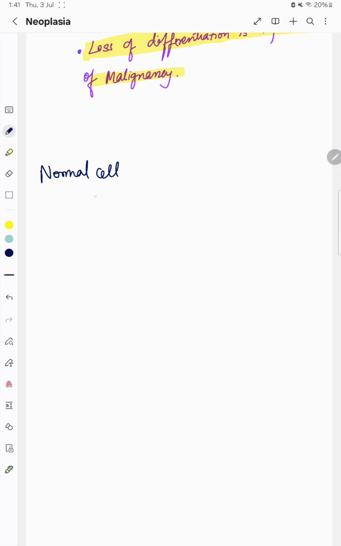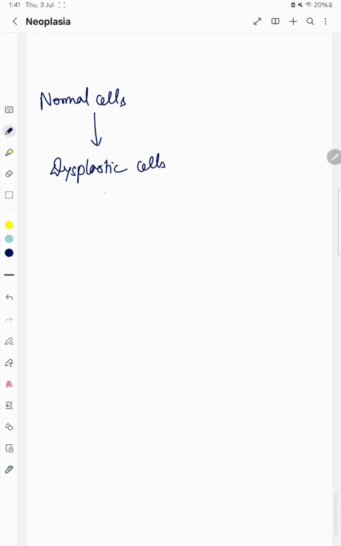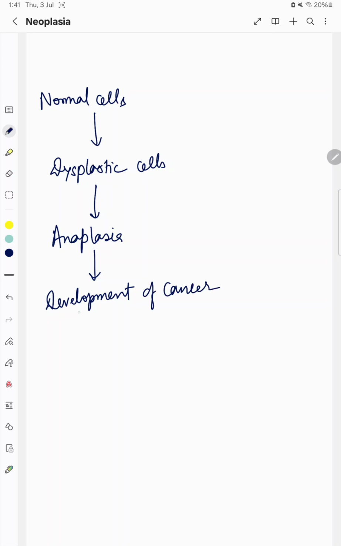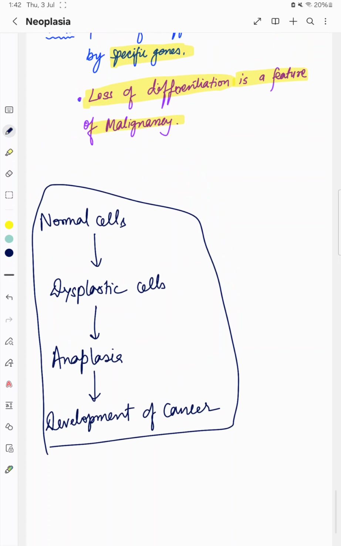Normal cell is first converted into a dysplastic cell, after the dysplasia there is anaplasia, and finally development of cancer. So this is the sequence of events when a normal cell develops into a malignant one or a cancer cell.